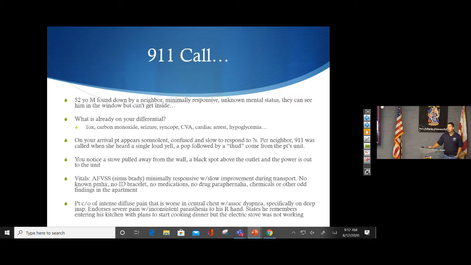All right, so he's complaining of intense diffuse pain that is worse in his chest, associated with some shortness of breath, specifically with taking deep breaths. Paresthesia to his right hand. He remembers entering his kitchen with plans to cook something and noticing that his stove wasn't working.